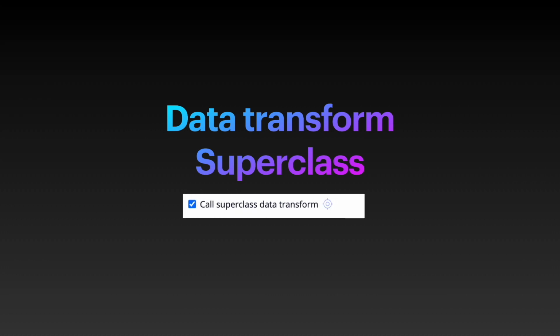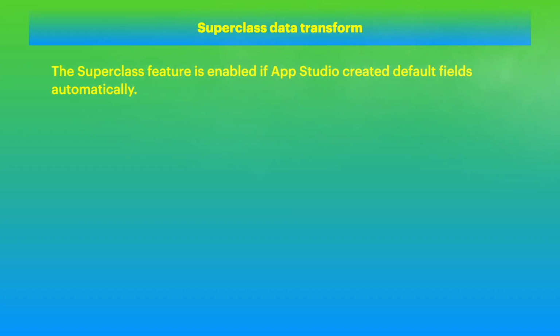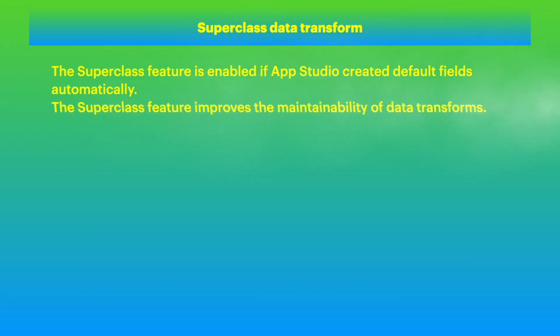Pega Data Transform Superclass Feature. The superclass feature is enabled if App Studio created default fields automatically. The superclass feature improves the maintainability of data transforms.